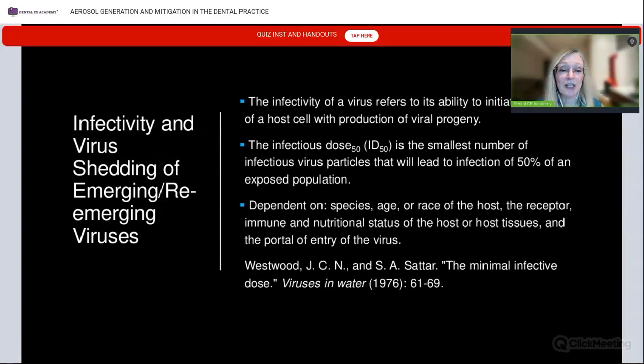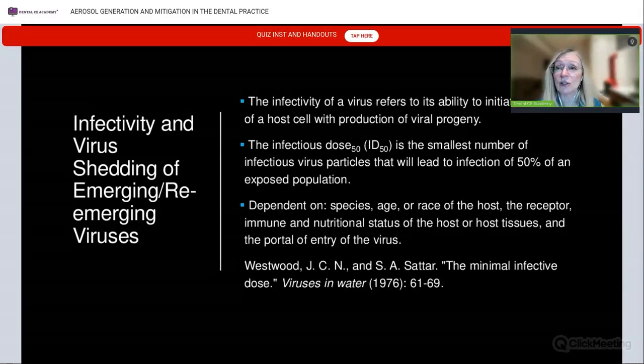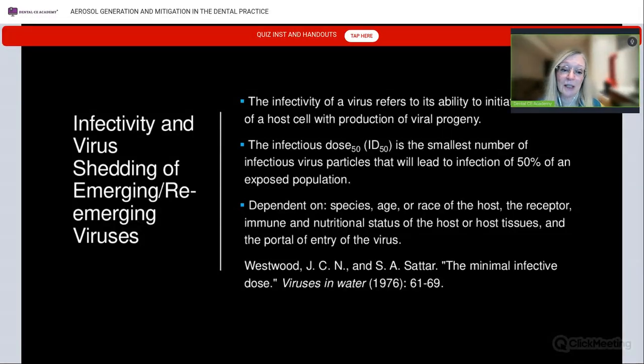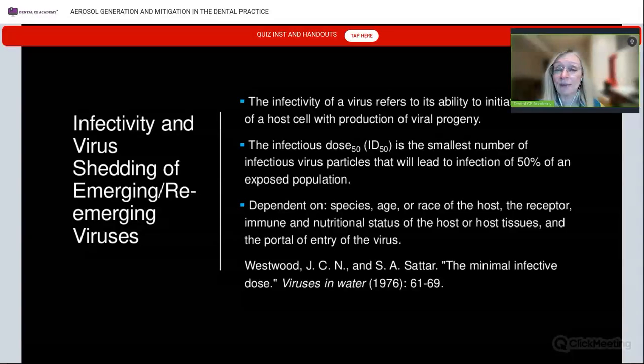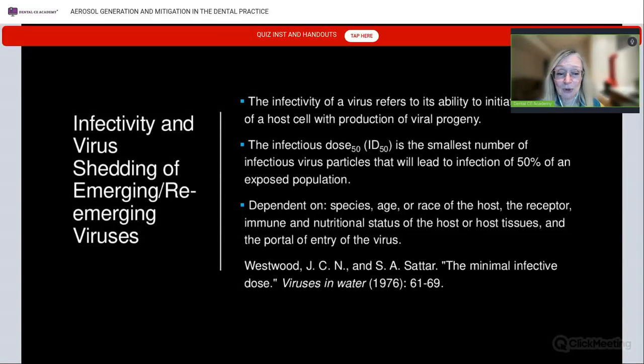This is ID50. So the infectivity of a virus refers to its ability to initiate infection of a host cell with production of viral progeny, being able to replicate. So the infectious dose 50 is the smallest number of infectious virus particles that will lead to infection of 50% of an exposed population. So dependent on species, age, or race of the host, the receptor that it binds to, the immune and nutritional status of the host or host tissues, and the portal of entry of the virus.